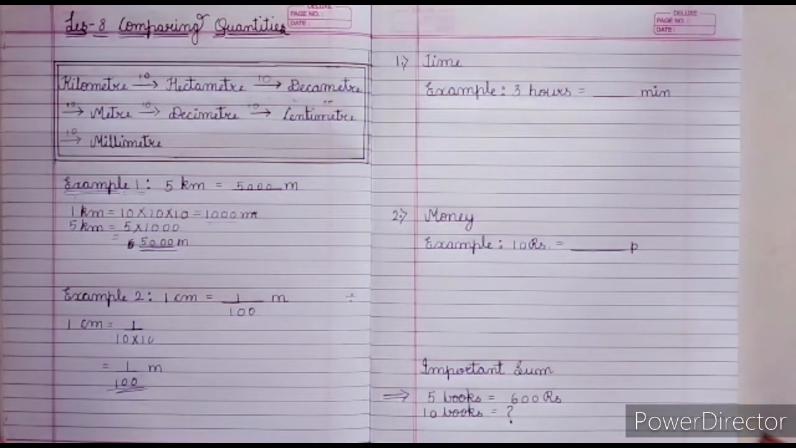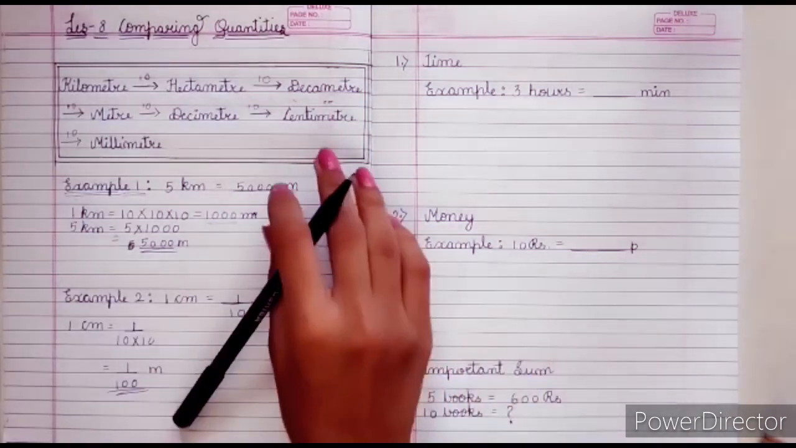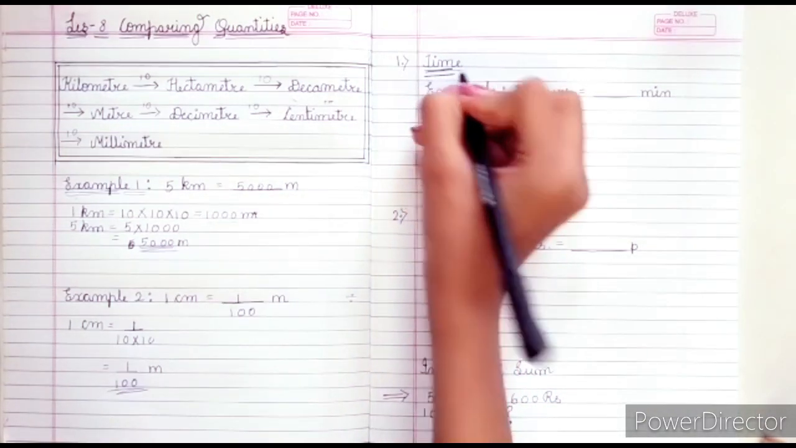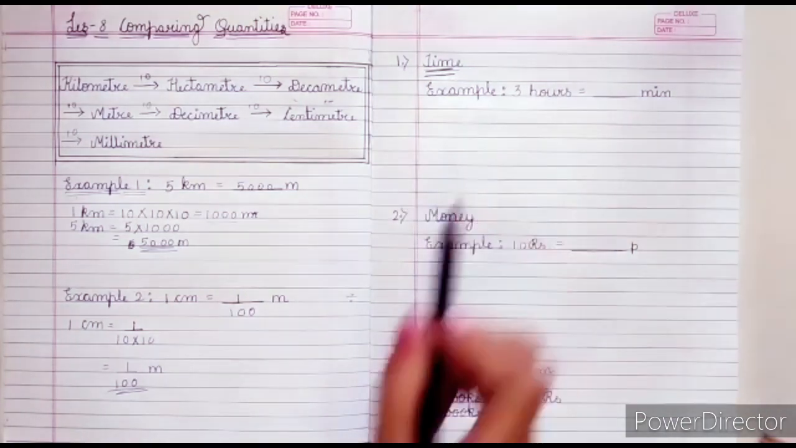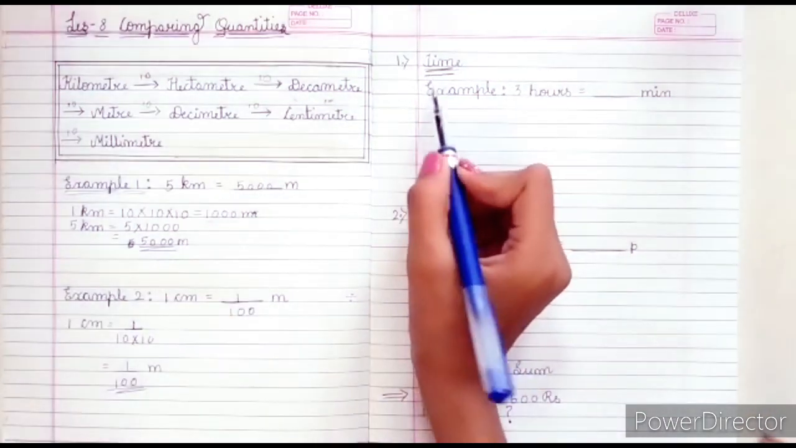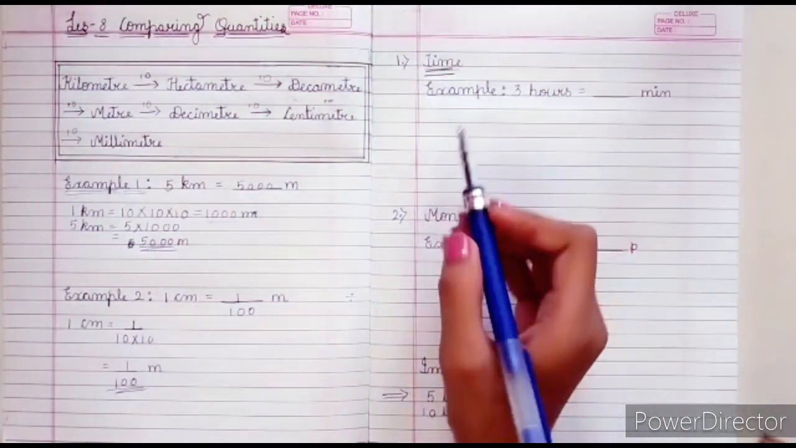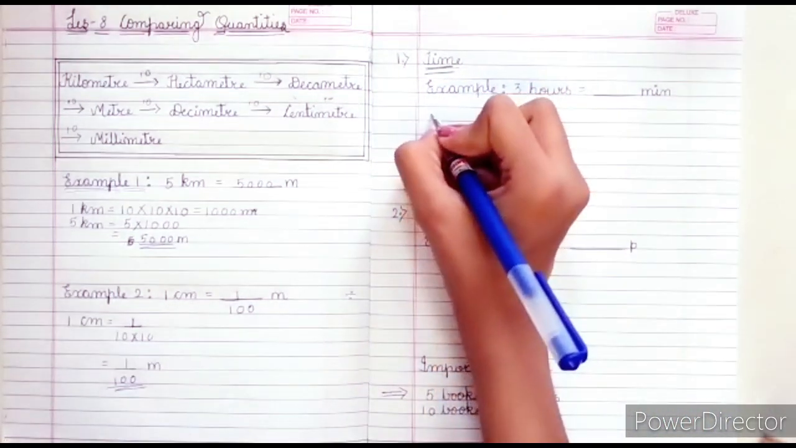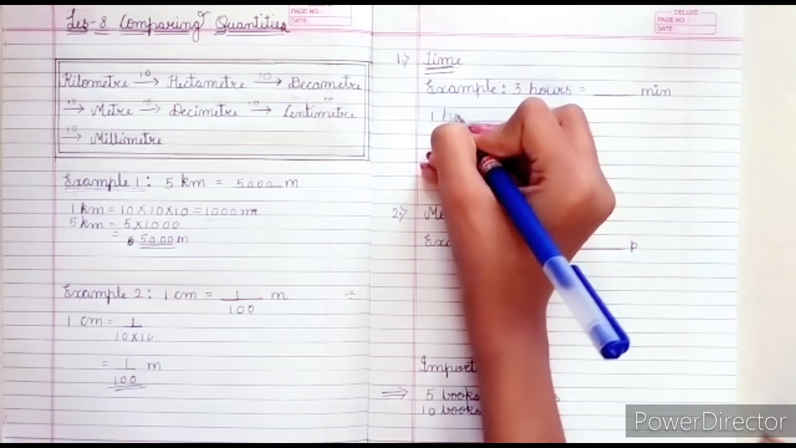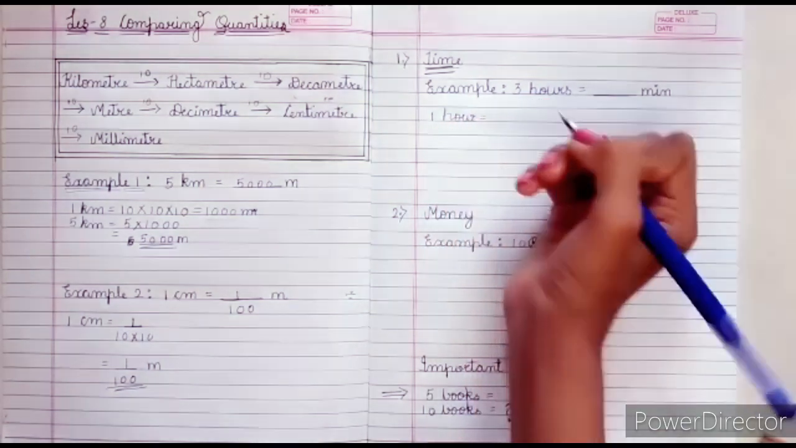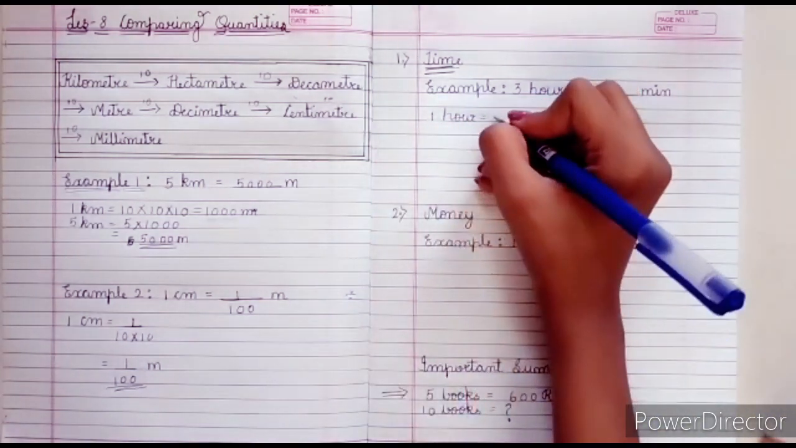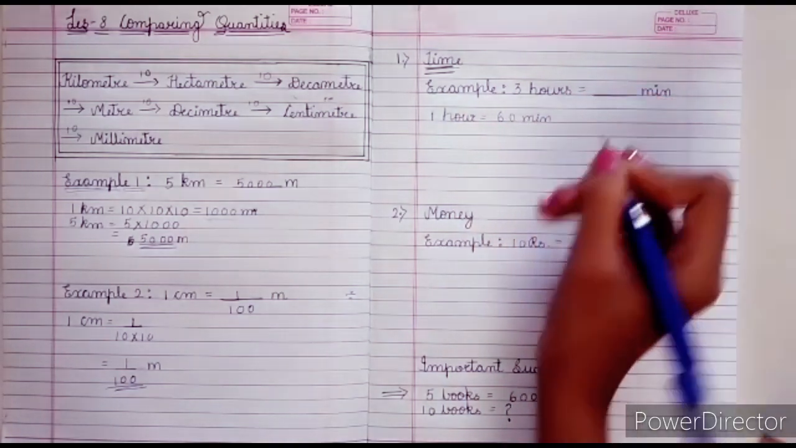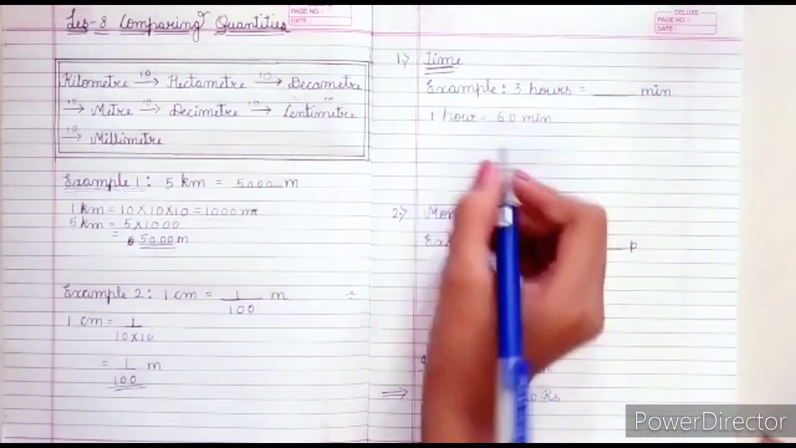There are two types of conversion: conversion of time and conversion of money. So first we'll see conversion of time. Let's take an example which is 3 hour is equal to blank minute. So here also we'll find first of 1 hour. So 1 hour is equal to 60 minutes, that we all know. Now we'll find of 3 hour.